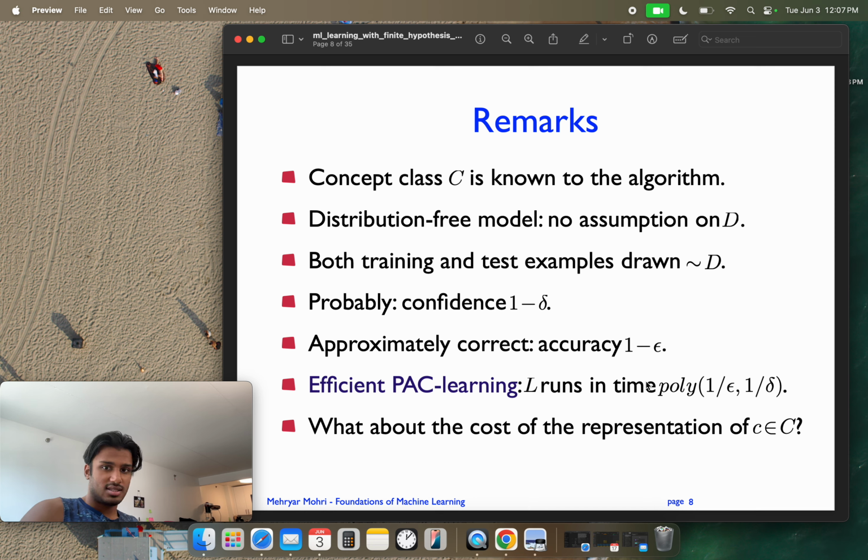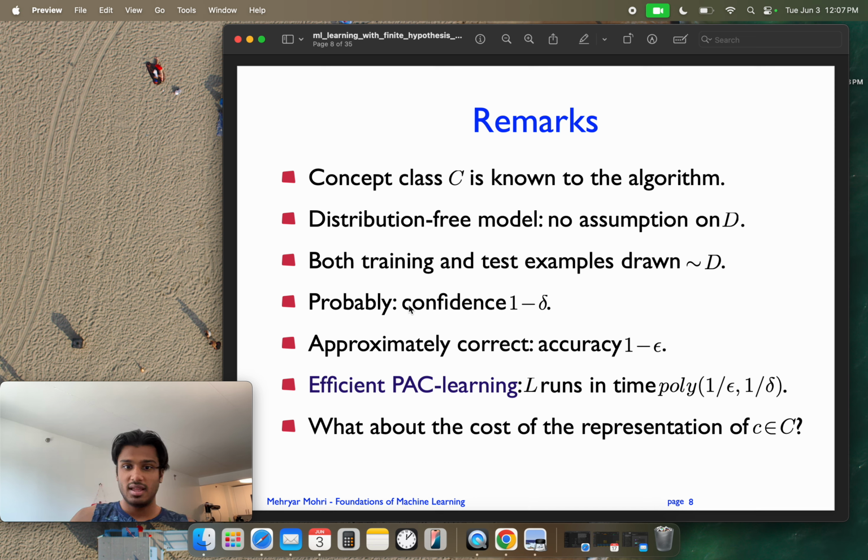So concept class C is known to the algorithm, and this is a distribution free model. That means we did not make any assumption on D. However, both training and test samples are drawn from D.